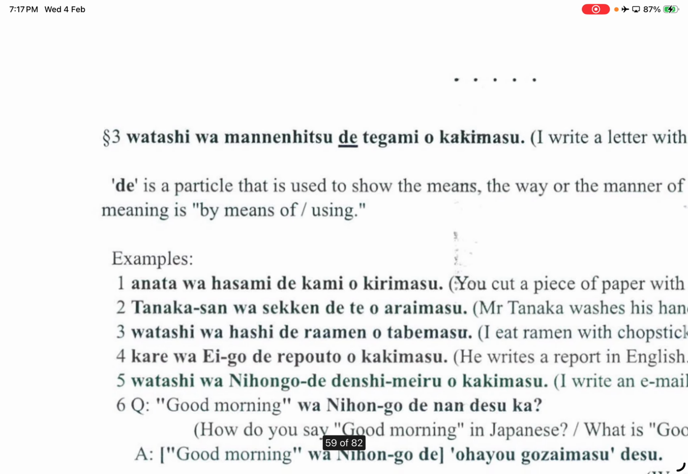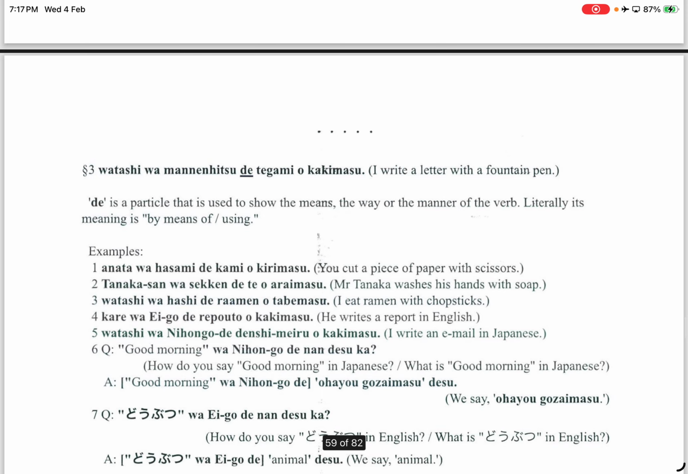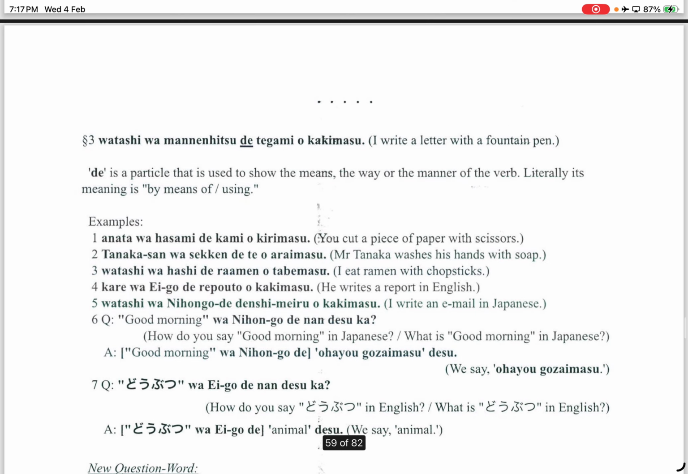Number 3, 私は万年筆で手紙を書きます。So 万年筆で, the de particle here is as previously what we saw with the aeroplane and the bus, right? By means of, by method of. So we recycle the knowledge here. It's almost similar to what we mean in the previous de, right? Basically here just means by using this pen, right? By using this pen, I achieve the action.